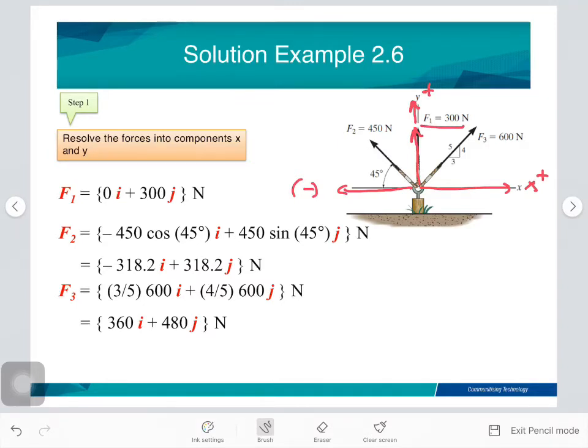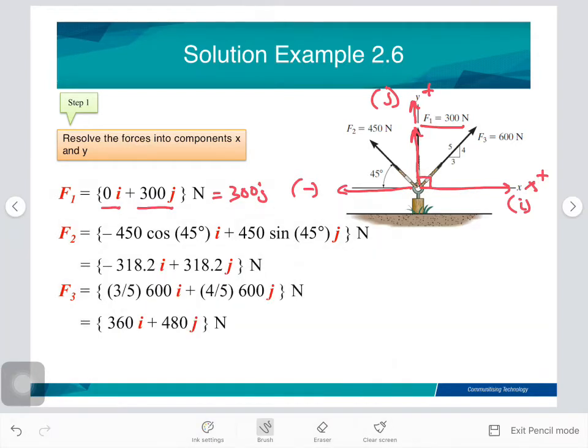So we need to resolve into I and J. This is I and this is J. So what do we have here in X? Because F1 is already in Y, in X we have 0, because if we resolve, this is sin 90, which is also 0. So this F1 is already in Y, so we just write 300J. All components are positive, so here you have 300J.